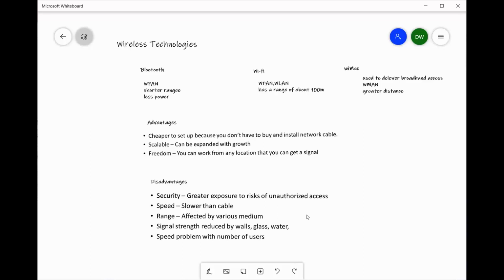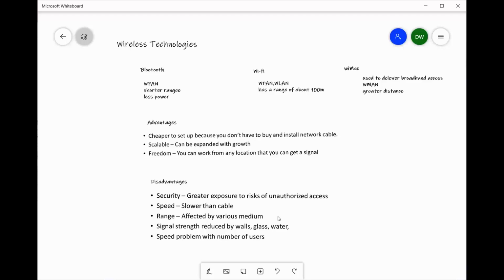And the range can be affected by different mediums. For example, on a rainy day, or the medium where the signal passes, can affect the range, that means the coverage range. And the strength of the signals can also be reduced because of walls, because of the barriers in between, because of the medium you have in between.